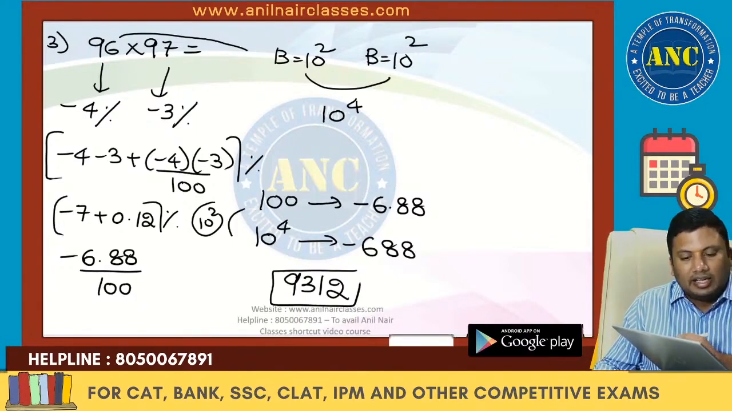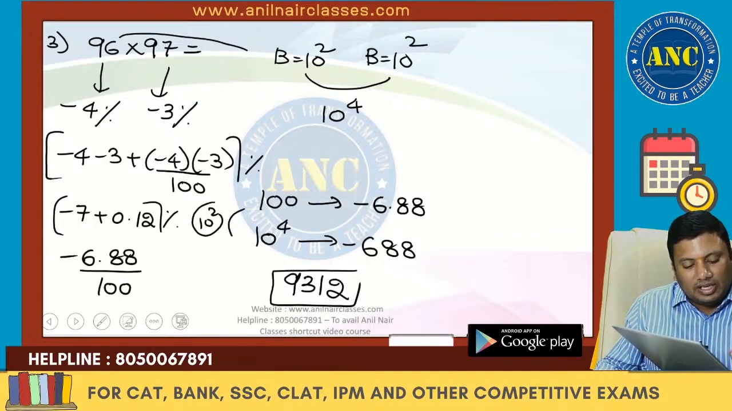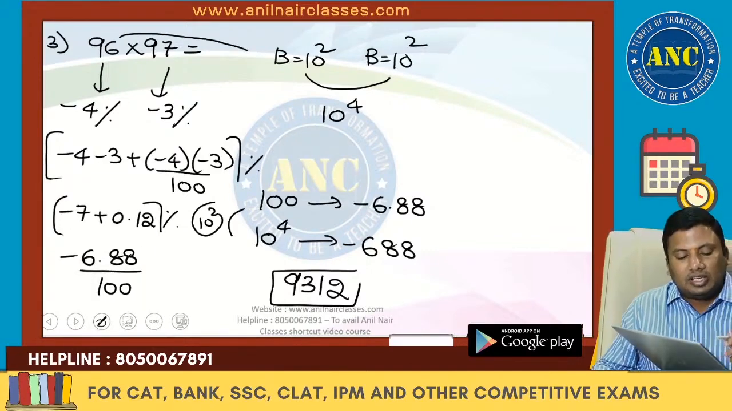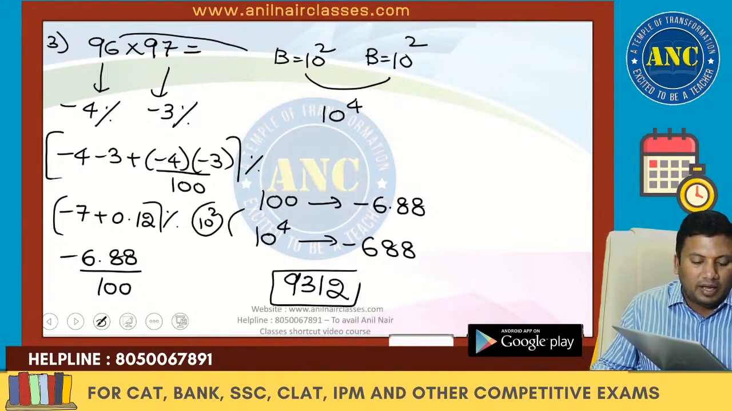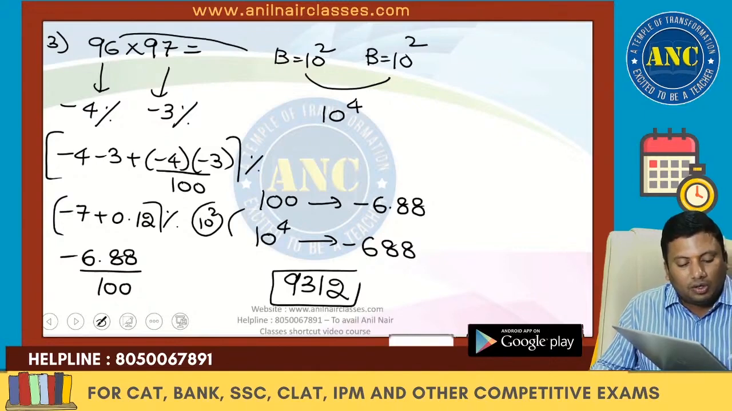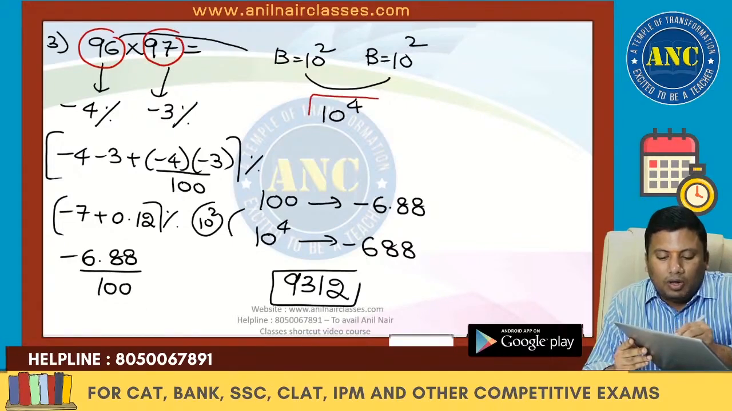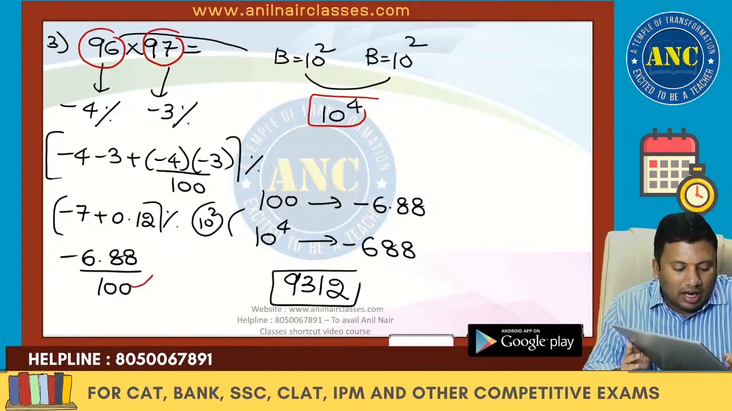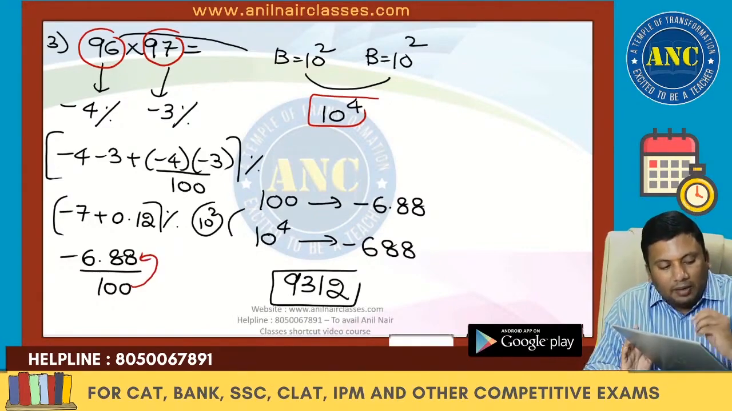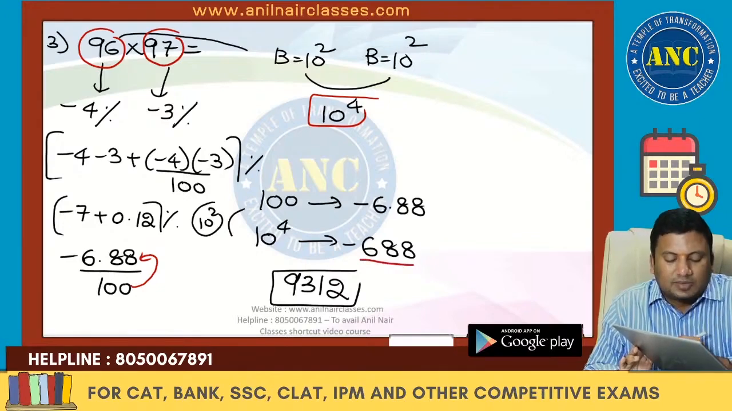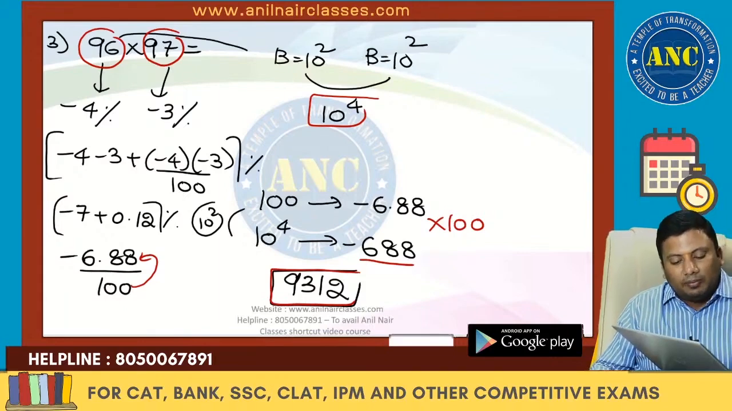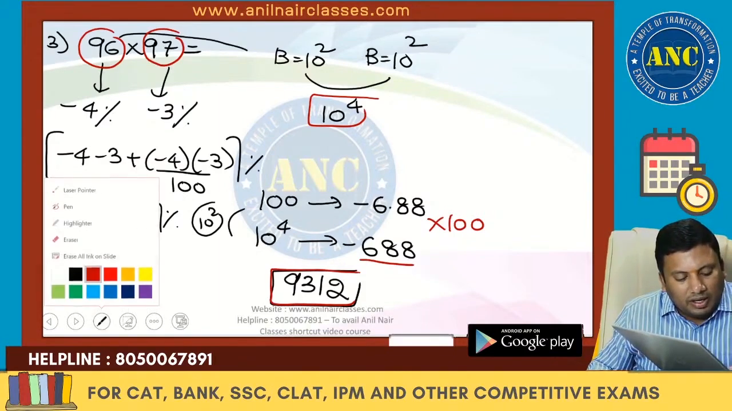I hope the idea is clear. 96 is 4 percentage less. 97 is 3 percentage less. A plus b plus ab by 100: minus 7 plus 0.12 percentage, minus 6.88 by 100. This base value is 100. This base value is 100. Overall base value is 10 power 4. On 10 power 4 there is a decrease of 688. Value is nothing but 9312.